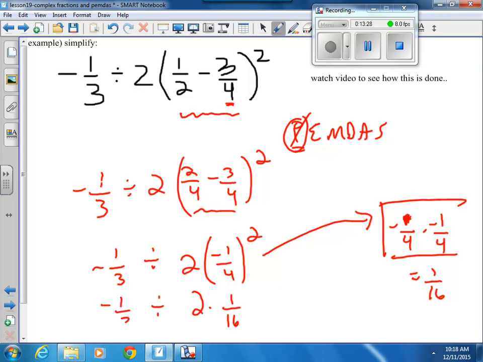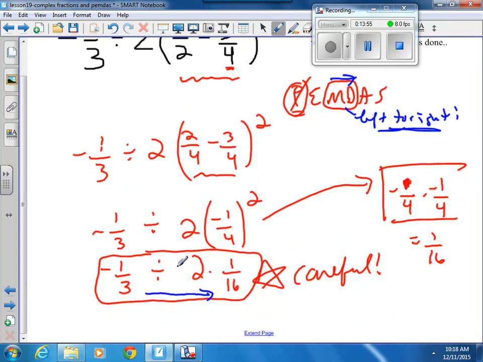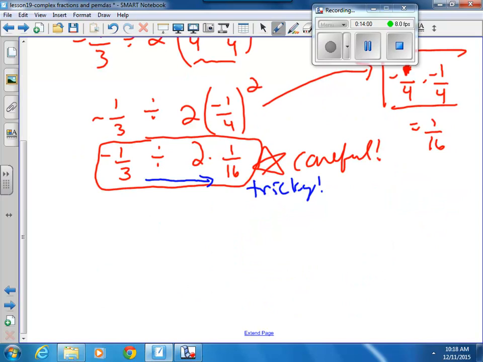And then here's the kicker. This right here is where a lot of people accidentally goof. Careful. PEMDAS, you would think you'd multiply before you divide. Remember, you move left to right over those brother-sister operations. You must move left to right over multiplication and division. So I'm actually going to move left to right here. I'm not going to perform multiplication first. Tricky. Big note to self. Tricky. Okay, just move left to right.